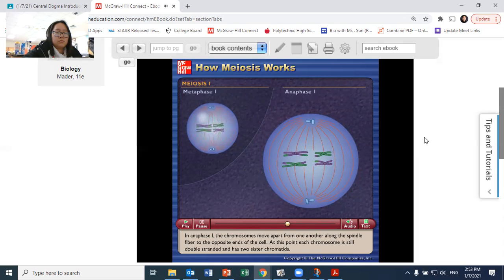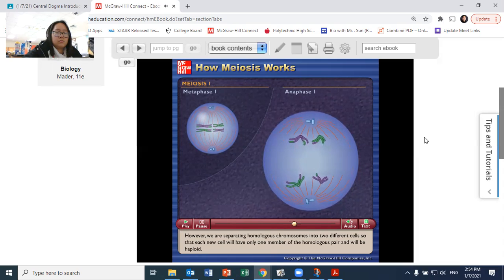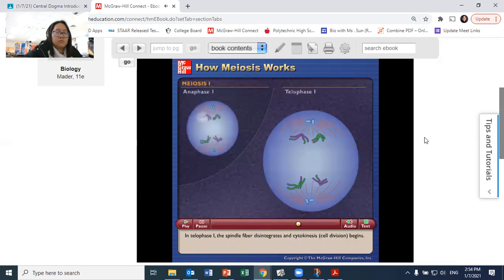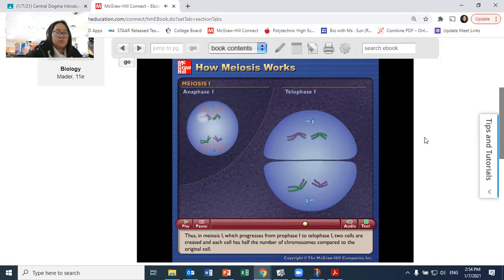In anaphase 1, the chromosomes move apart from one another along the spindle fiber to the opposite ends of the cell. At this point, each chromosome is still double-stranded and has 2 sister chromatids. However, we are separating homologous chromosomes into 2 different cells, so that each new cell will have only 1 member of the homologous pair and will be haploid. In telophase 1, the spindle fiber disintegrates and cytokinesis, cell division, begins. Thus, in meiosis 1, which progresses from prophase 1 to telophase 1, 2 cells are created, and each cell has half the number of chromosomes compared to the original cell.